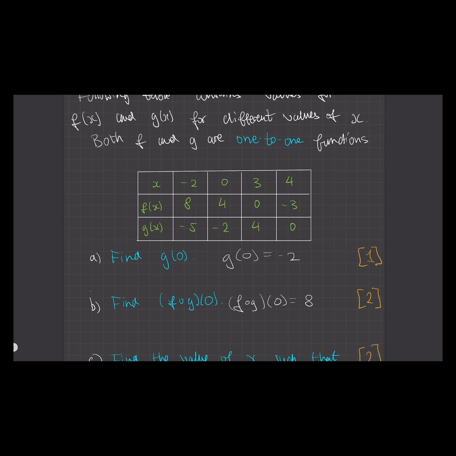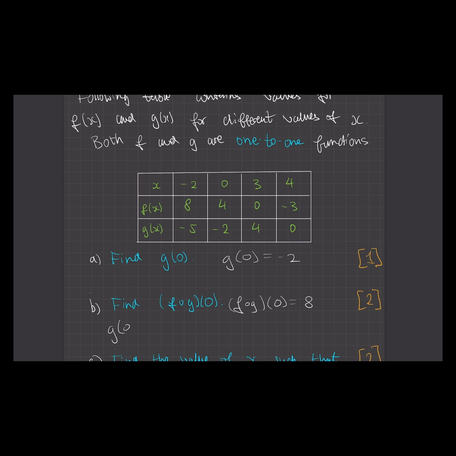Let me just run through that again. So g of 0 is minus 2. So f of g of 0 becomes f of minus 2, which from the table we know is x is minus 2, f of x is 8. Okay? Let me know if that was too fast in the comments. Feel free to rewind and watch again if it didn't make any sense.